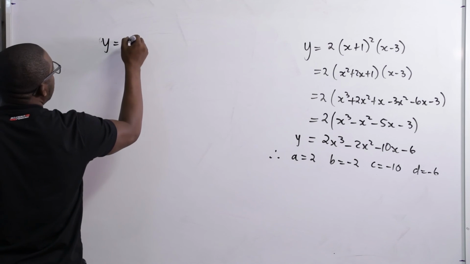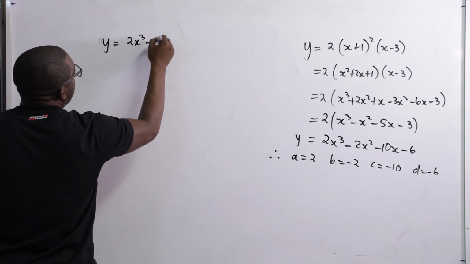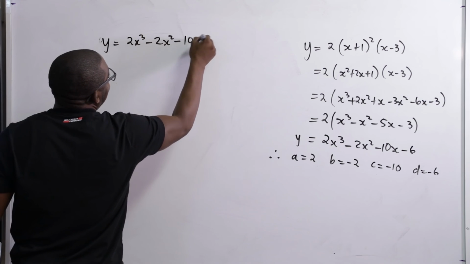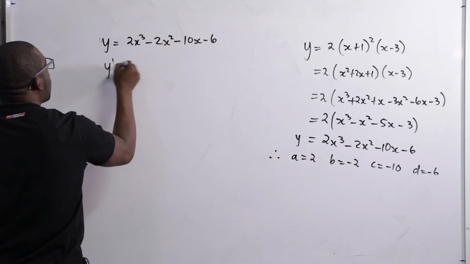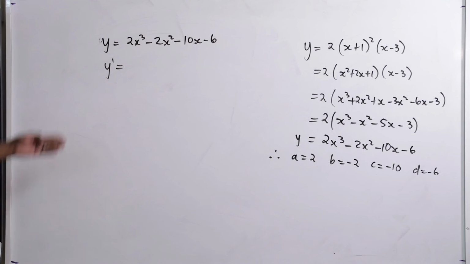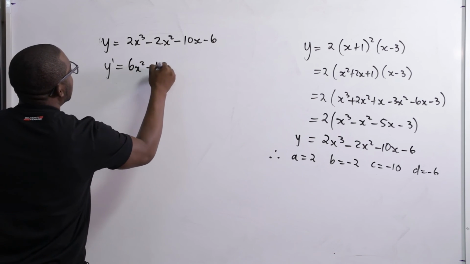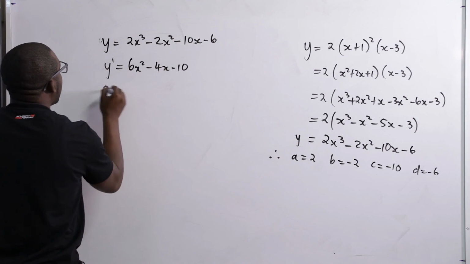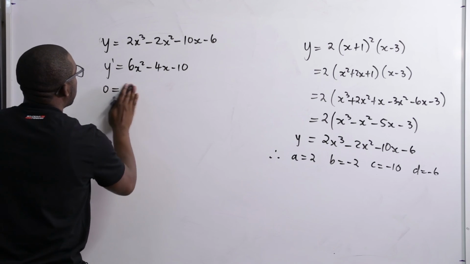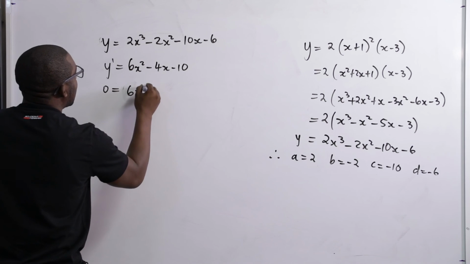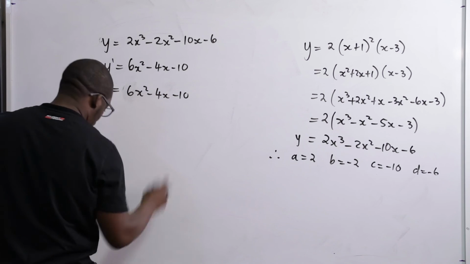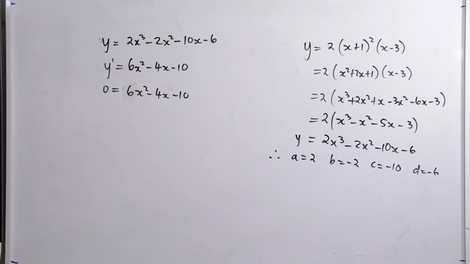So y is equal to 2x cubed minus 2x squared minus 10x minus 6. Differentiate once. I'm using a different notation here; I can say y prime or dy/dx. It's all the same: 6x squared minus 4x minus 10. Equate that to 0, because at a turning point the gradient is equal to 0, and y prime is merely a gradient function.